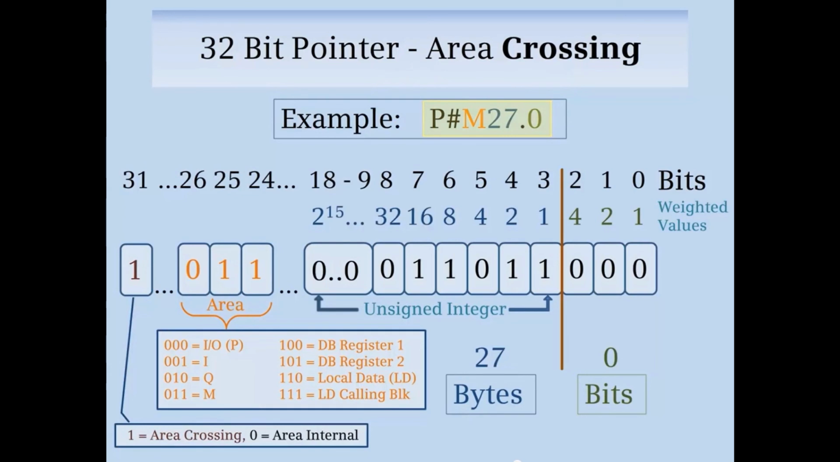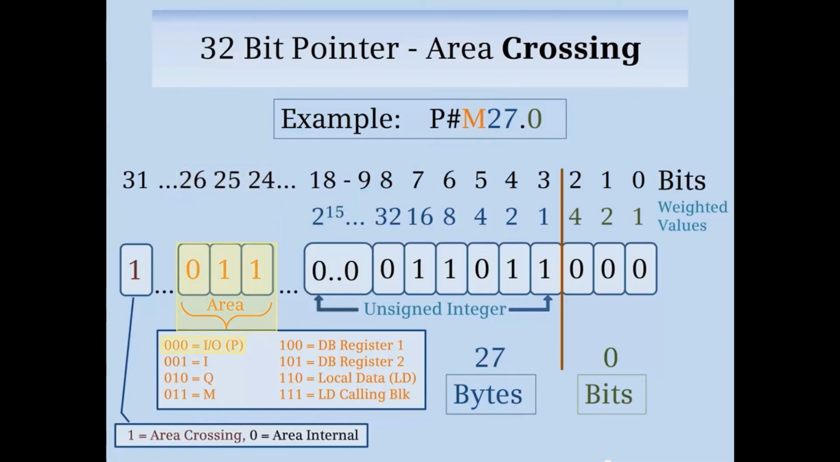The 32-bit area crossing pointer is similar to the area internal, except the area is stored as part of the address. Consider the example P#M27.0. The bit part of the address would contain all zeros. The byte part of the address would have a 1 in bits 7, 6, 4, and 3, whose weighted values sum to 27. The area part of the address is stored in bits 24, 25, and 26.